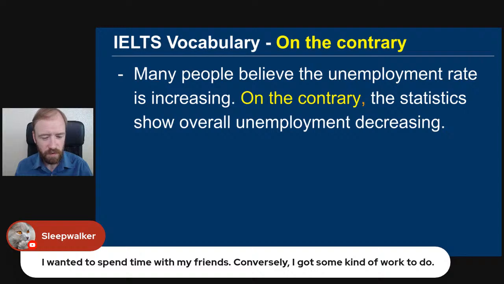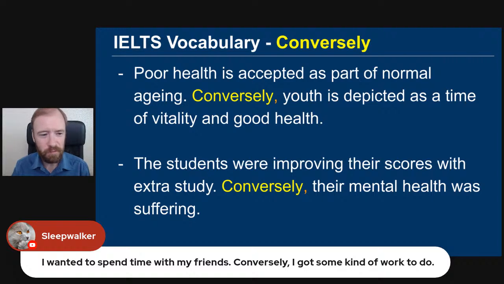I wanted to spend time with my friends. I don't like it, Sleepwalker, conversely, not in conversely. Conversely is really formal, so it doesn't work well with casual sentences. You don't say conversely to your mom. You don't say conversely to your friend at the bar, at the gym, on the street. This is very formal writing. Sleepwalker, would you say I wanted to spend time with my friends? That's a very casual sentence. You're never going to write that in an academic journal or in your IELTS essay. So conversely seems a little awkward, putting such a formal word with such a casual statement.